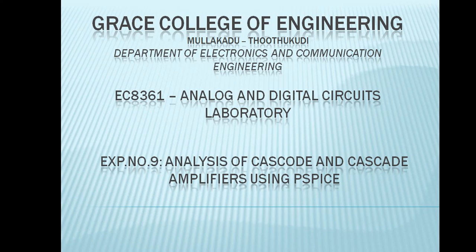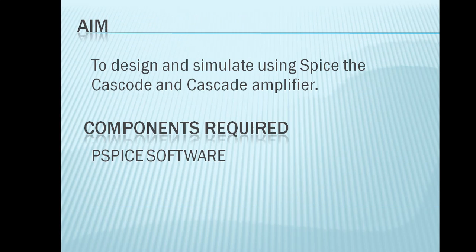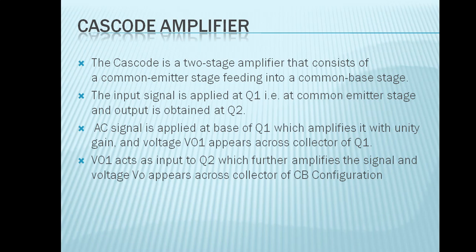In this video, we'll see the analysis of cascode and cascade amplifiers using PSpice. The cascode amplifier is a two-stage amplifier that consists of a common emitter stage feeding into a common base stage. The input signal is applied at Q1, that is at common emitter stage, and output is obtained at Q2.